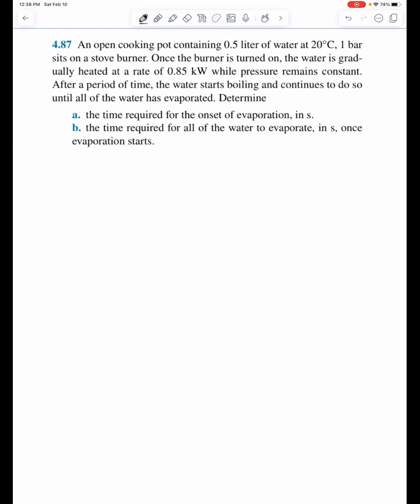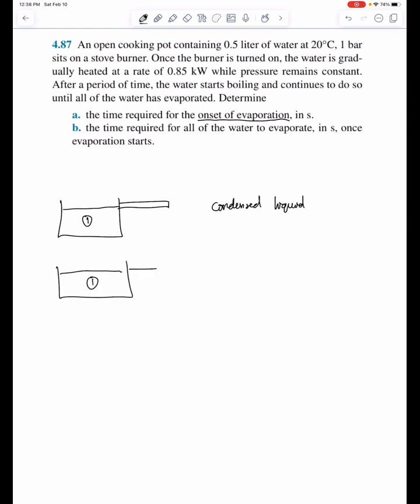So I guess the best way to put this scenario, at least in picture form, is, I've cooked pasta before, and I think it's a similar concept. You have a pot of water, so this is your initial state. And then my guess from what I'm reading is onset of evaporation is like your boiling point. So this is probably a condensed liquid state, and then it reaches the boiling point, which is the onset of evaporation. So then this would be saturated liquid.